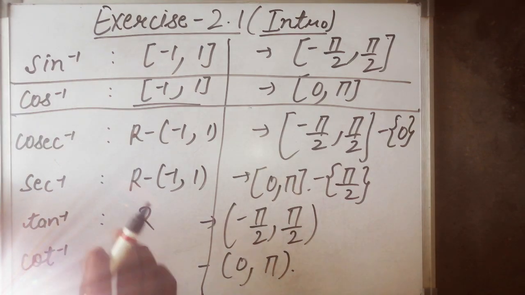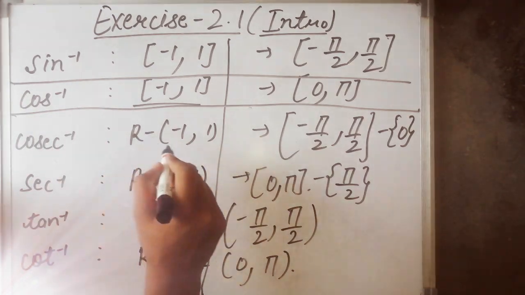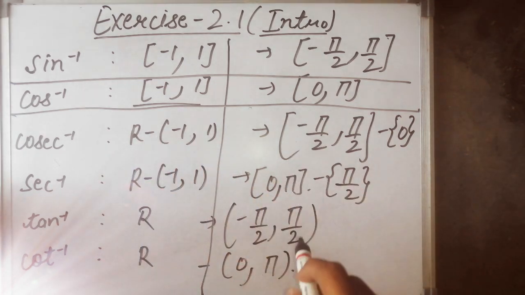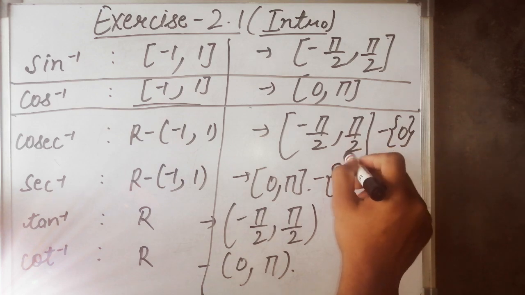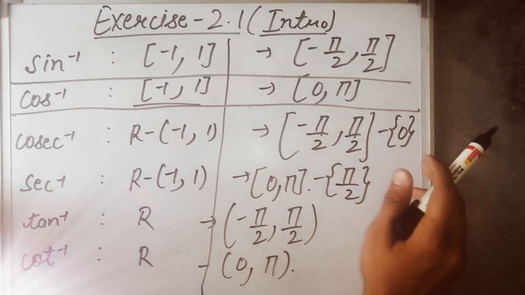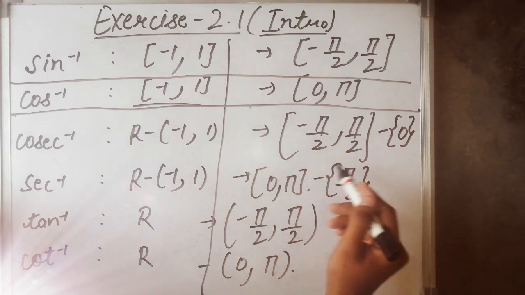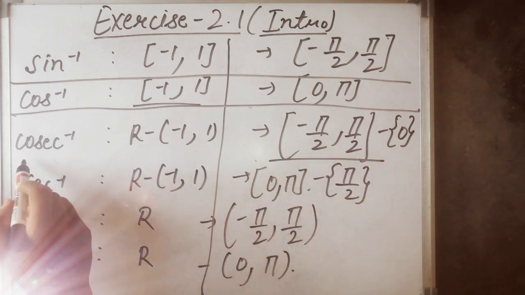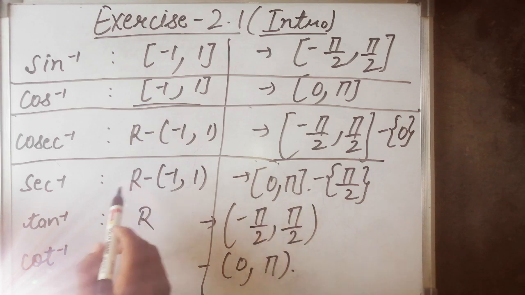Cosecant inverse domain is the real numbers subtracting -1 to 1, and its range is -pi/2 to pi/2 subtracting 0. Okay, we are subtracting 0 from -pi/2 to pi/2. Okay, memorize these things. These are very important.